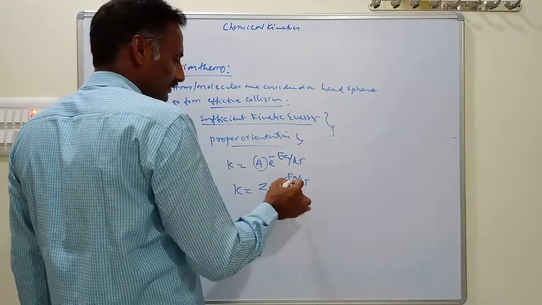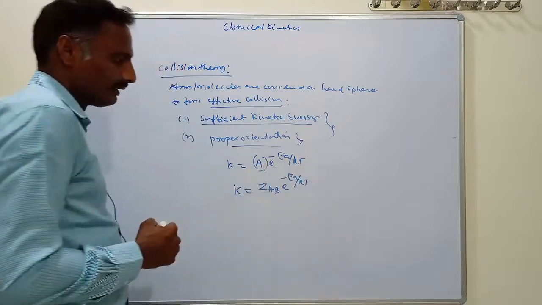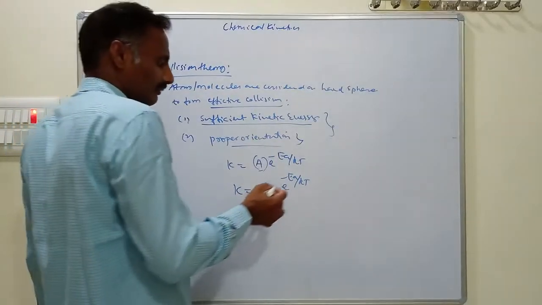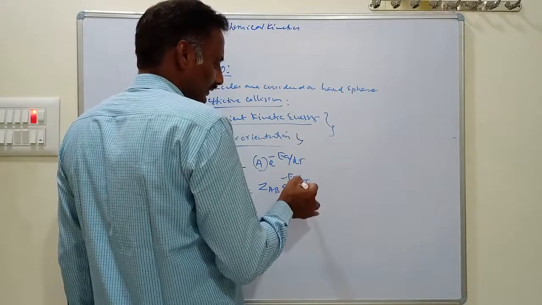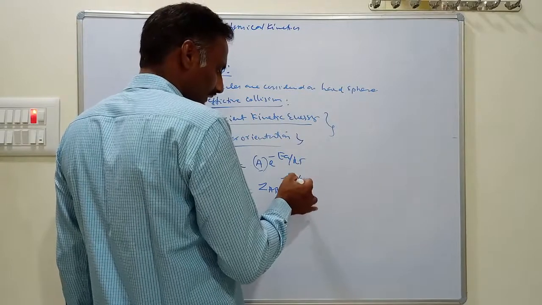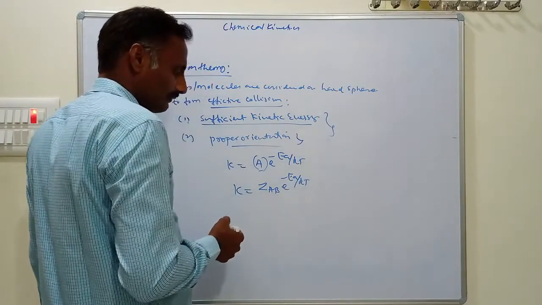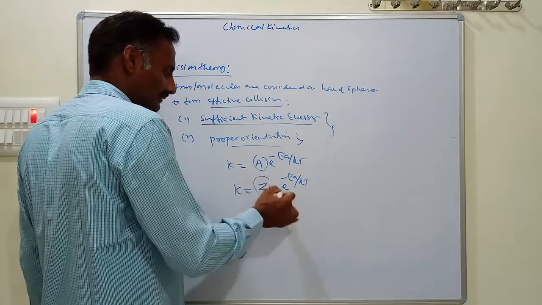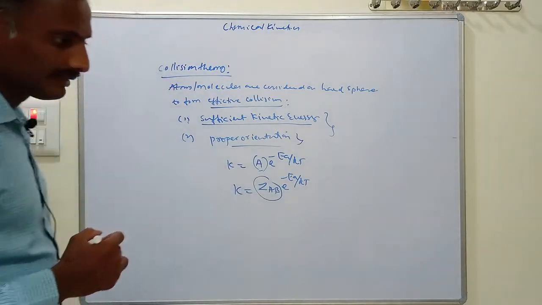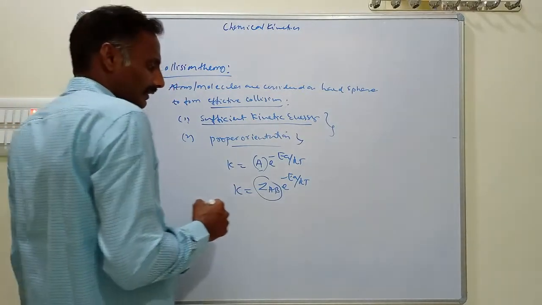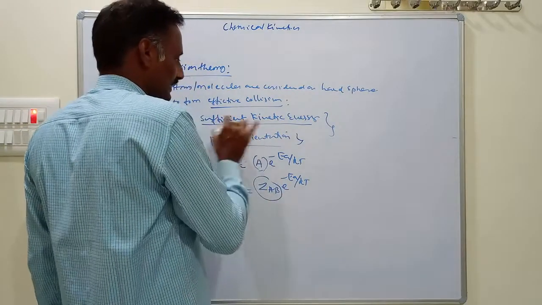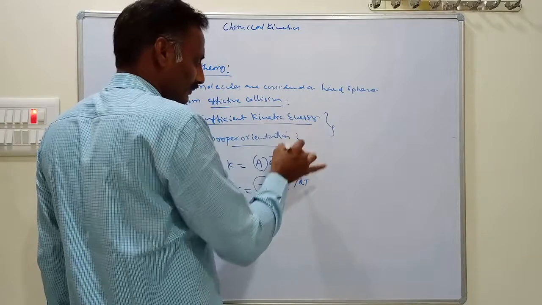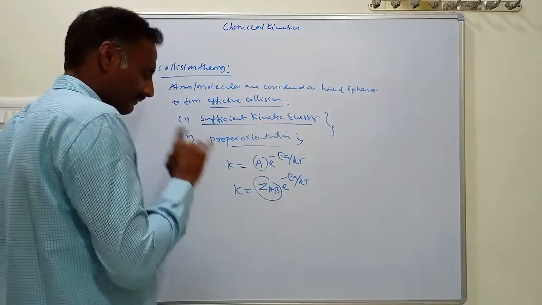Here e^(-Ea/RT) is nothing but the fraction of molecules having kinetic energy greater than or equal to the energy of activation. And Z_AB is called the frequency factor. The frequency factor is nothing but the molecules which have sufficient kinetic energy to form the products.